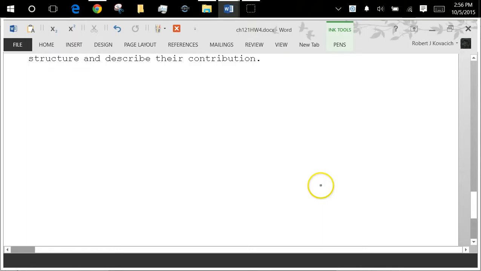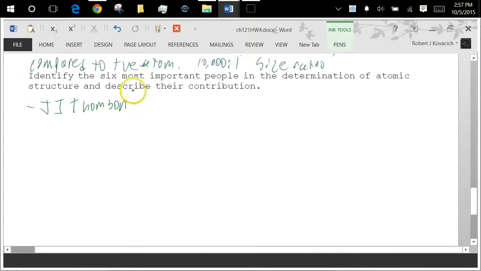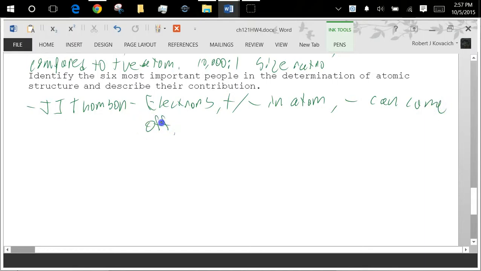All right. Let's put these 6 people down. So I'll start off with JJ. What was JJ's contribution? Electrons. Positive and negative in atom. Negative can come off. And we'll just say plum pudding.